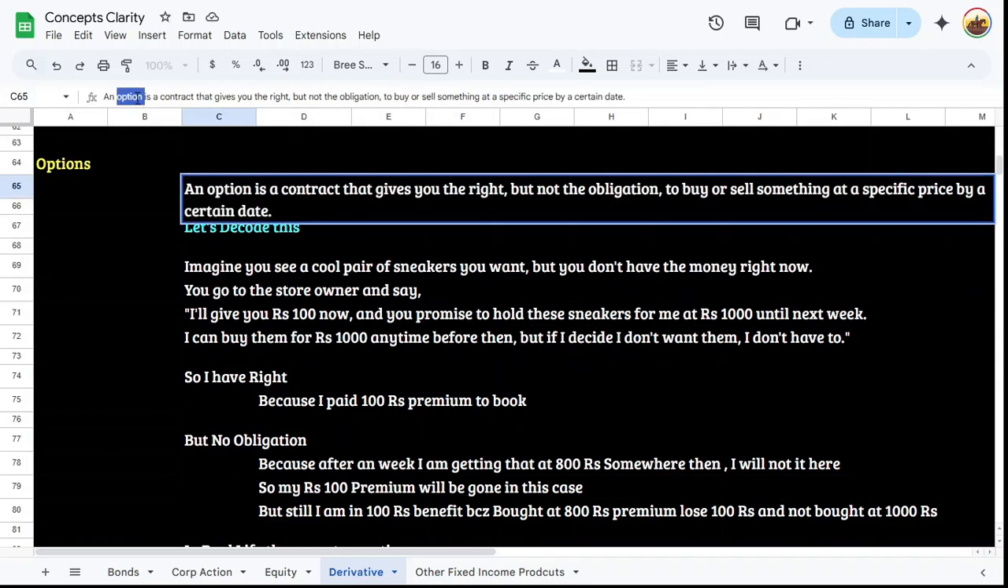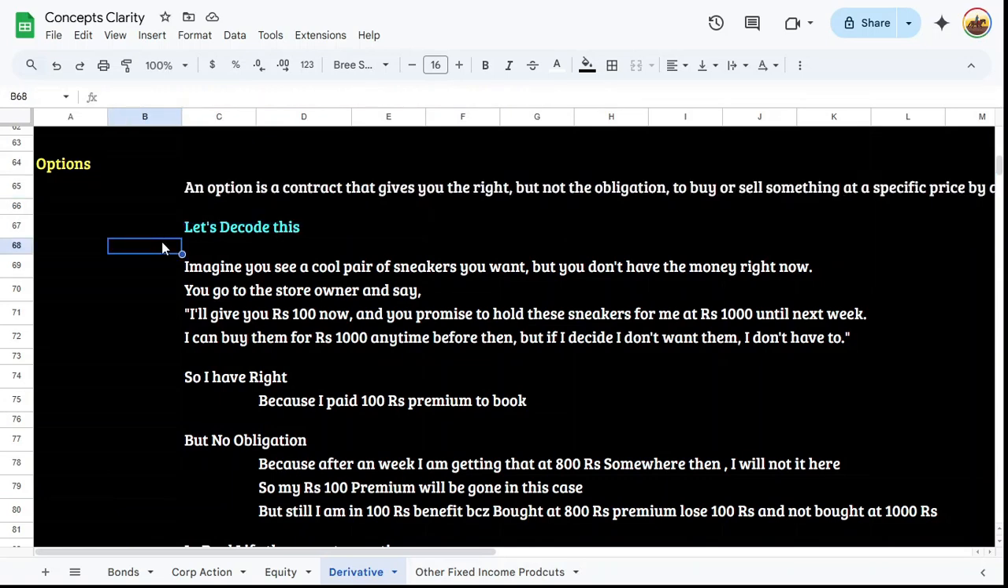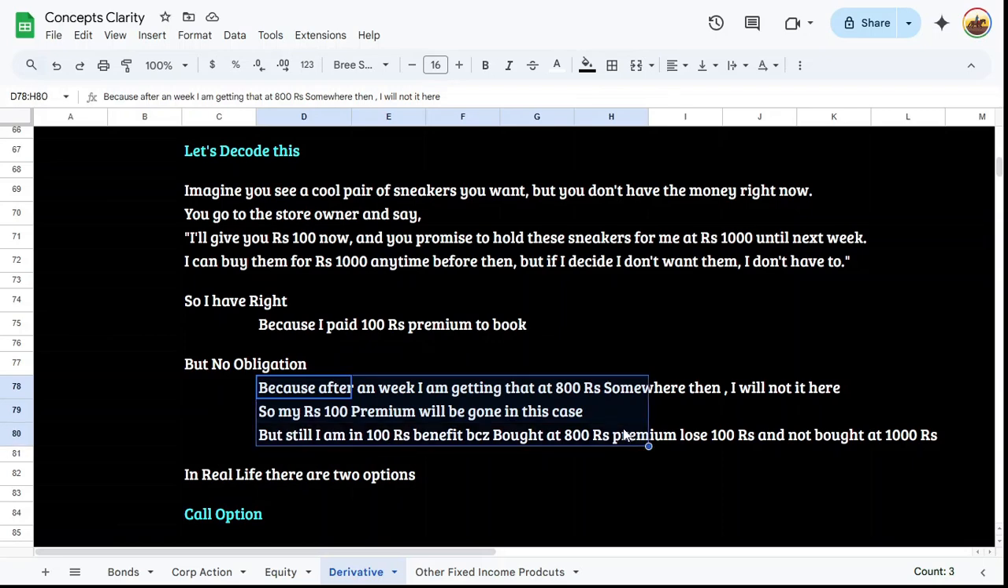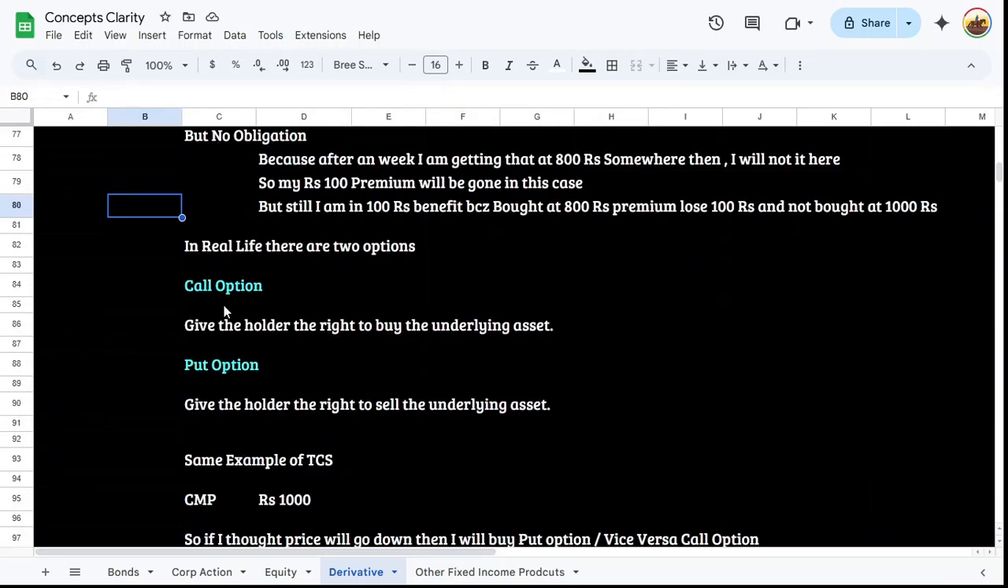The best part of an option: in real life, an option means if we want to choose between more than one choice, one, two, three, you have an option. So that's how the option buyer has the right, because he has paid the premium, but not the obligation. If he gets it cheaper somewhere else, he will say okay, take my premium and don't execute the contract. So let's see it in real life.